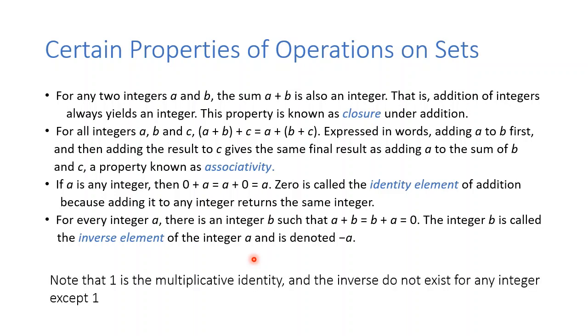We may note that 1 is the multiplicative identity. That is, when 1 is multiplied with any integer, you get that same integer. But you can't find an integer which when multiplied with an integer will give 1. As we have already seen, 1 by 2 is the multiplicative inverse of 2, but 1 by 2 is not an integer. So these properties of operation on a set give rise to a new definition, group. So let us see the definition for a group.